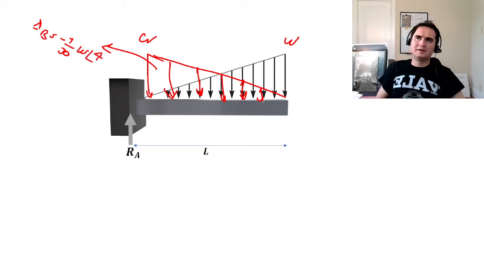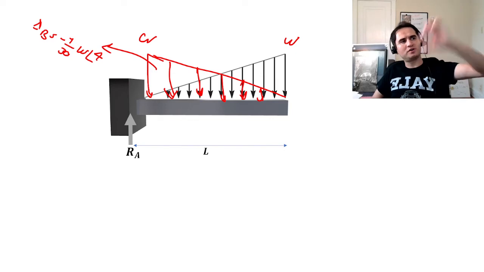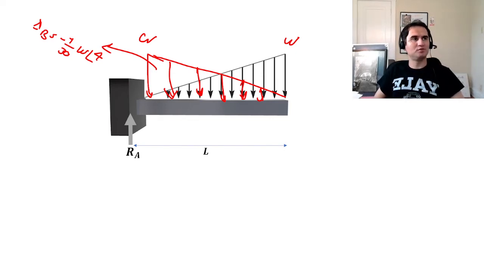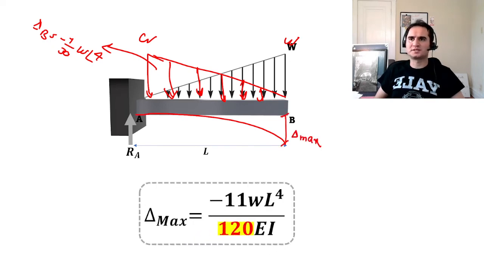And now this time, if you just flip-flop the load horizontally, the bigger chunk of load applies at the free end. So definitely by intuition, it gives you a bigger delta at B because the heavier part is on the free end. And that's correct.